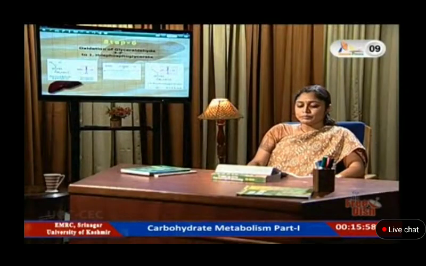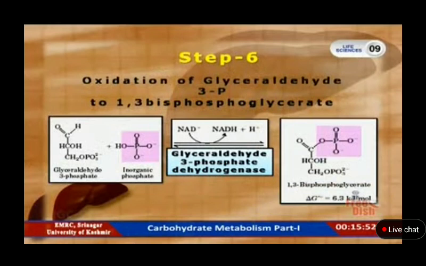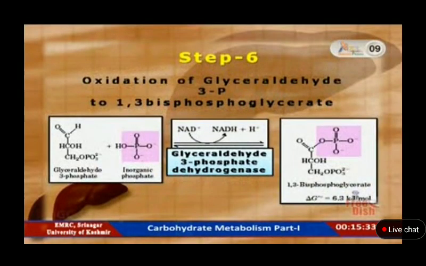In the next step, glyceraldehyde 3-phosphate is oxidized to 1,3-bisphosphoglycerate by the enzyme glyceraldehyde 3-phosphate dehydrogenase, and the electron released is captured by the NAD plus molecule, which is converted to NADH. This is the first step of glycolysis where one molecule of NADH is formed. And the phosphoryl group here comes from the inorganic phosphate.